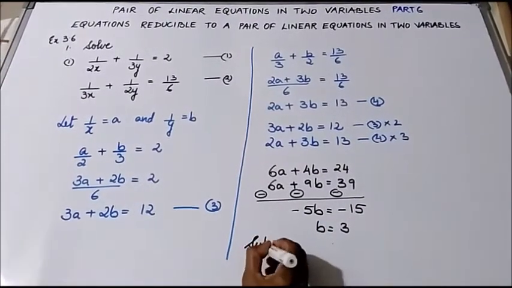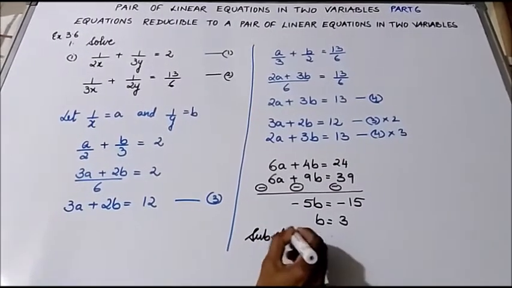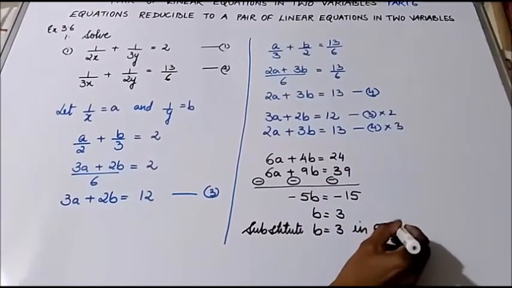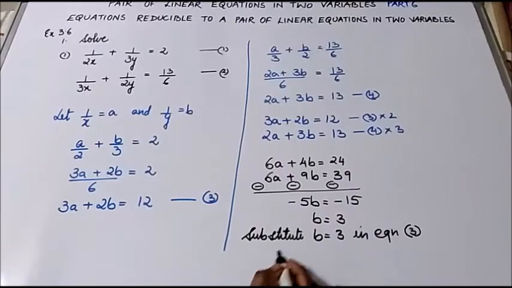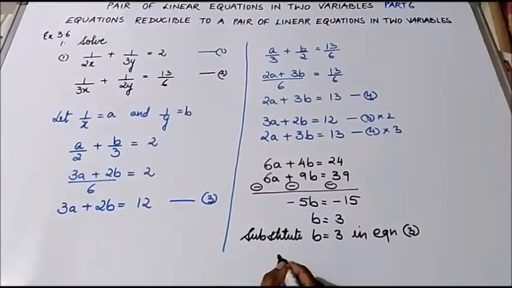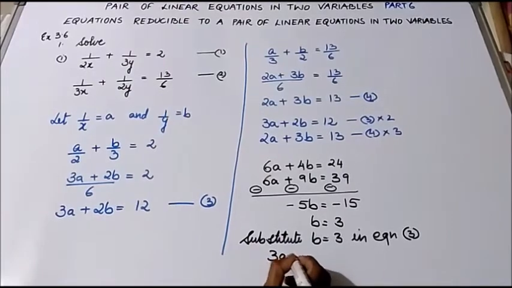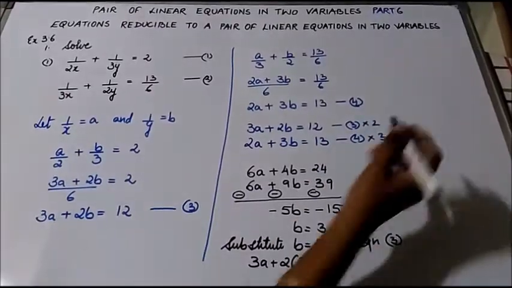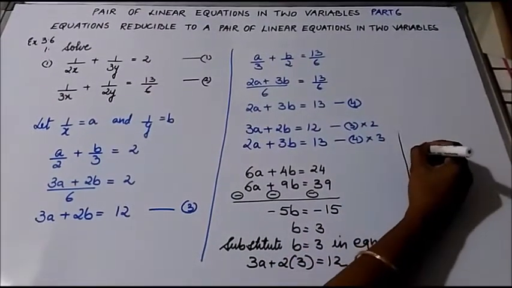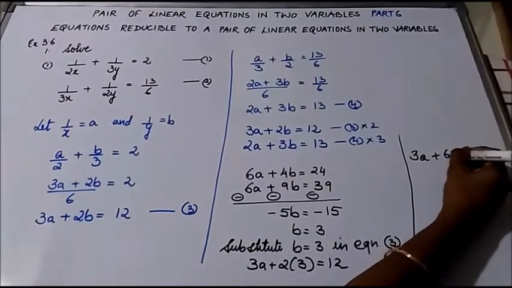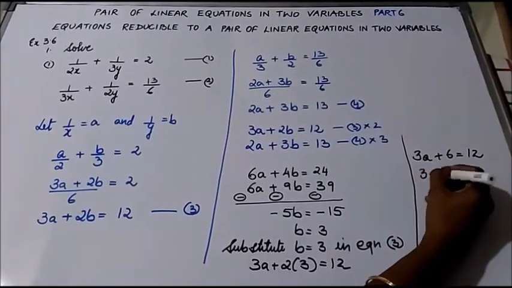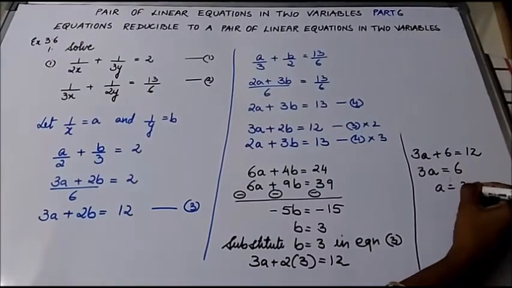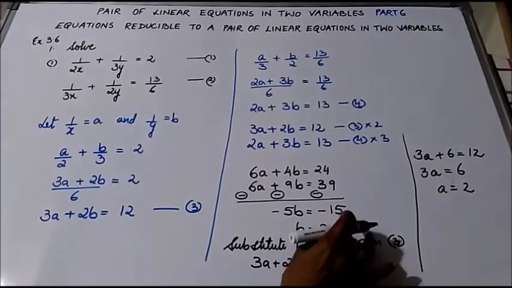Now substitute b is equal to 3 in equation 3. What do you get in equation 3? Which is 3a plus 2b is equal to 12. That will give us 3a plus 2 into 3 is equal to 12. We have here 3a plus 6 equal to 12. That is 3a is equal to 6. a is equal to 2. Now we have got a is equal to 2 and b is equal to 3.